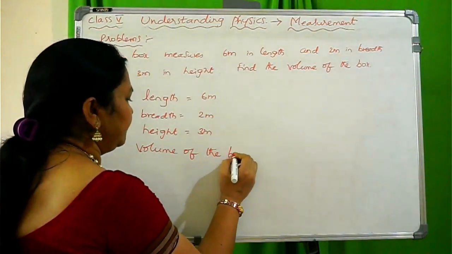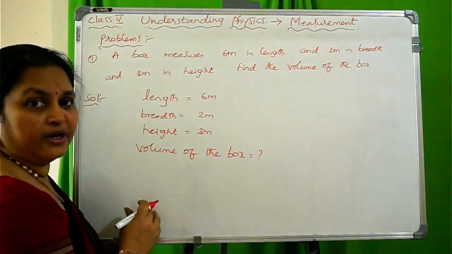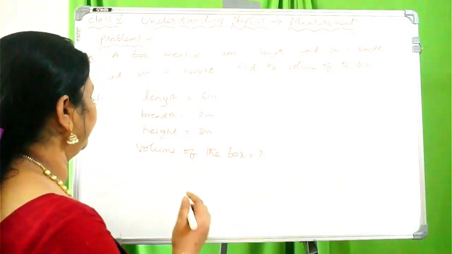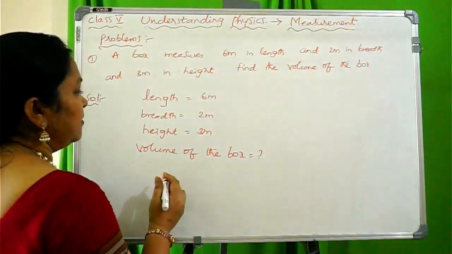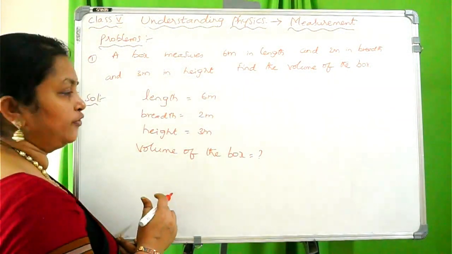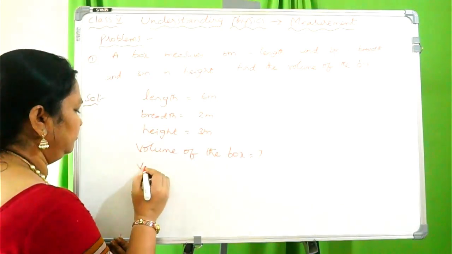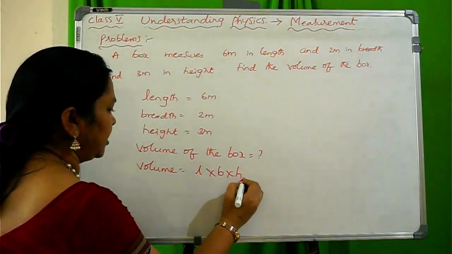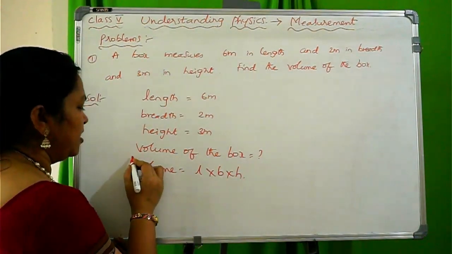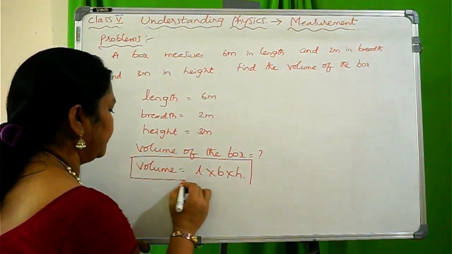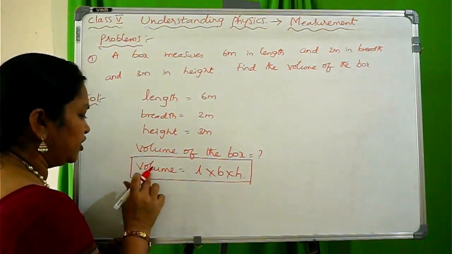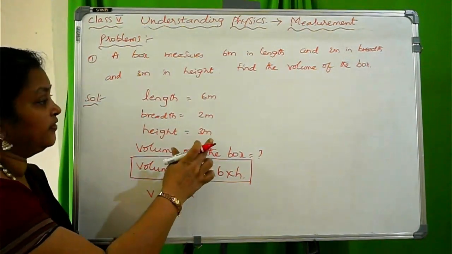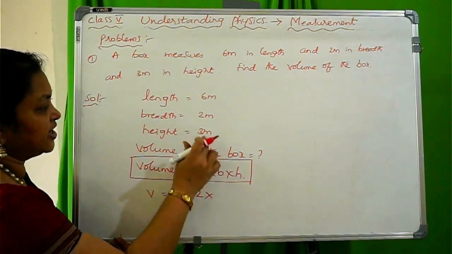Can anyone tell the formula for this? What is the formula for the volume of the box? Just now we discussed, no? Just recollect. Otherwise, check your book. Please try to write the points when I am explaining for all of you. Volume is equal to length into breadth into height. In short form, I have written length into breadth into height. Whenever you are writing the formula, please draw the box. This volume also I am writing in short form. V is equal to. What is the length value here? 6. What is the breadth value here? 2. And what is the height value here?